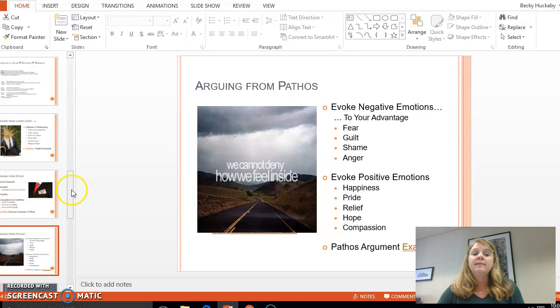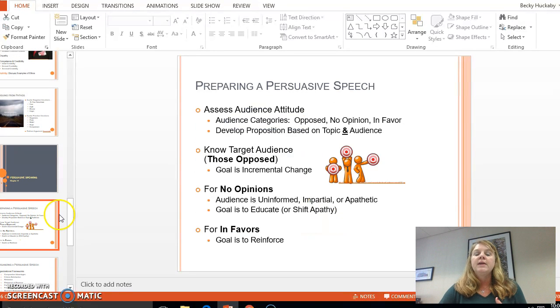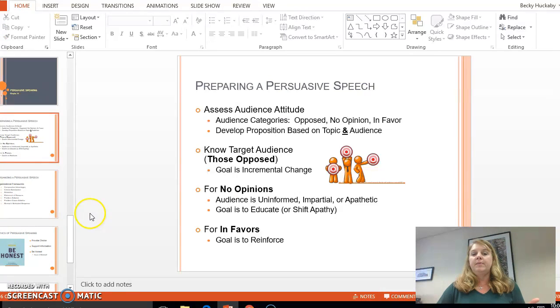So those are some things that you might want to look at when you are thinking about who you're trying to evoke. What kind of emotion, what kind of argument are you making? A rational one, an emotional one, something that is logical, appeals to their rationality. So when you're preparing your persuasive speech, you're going to want to assess your audience's attitude too.